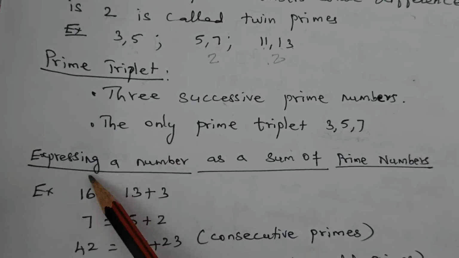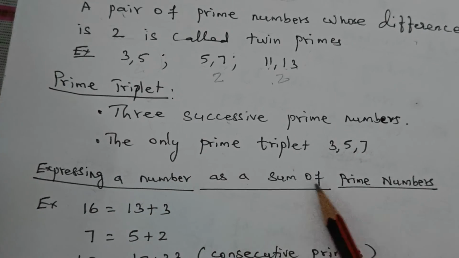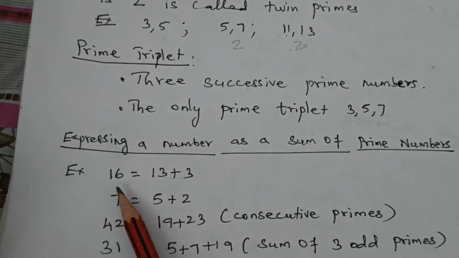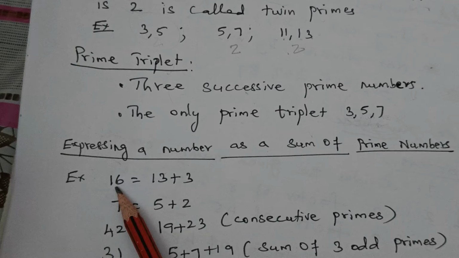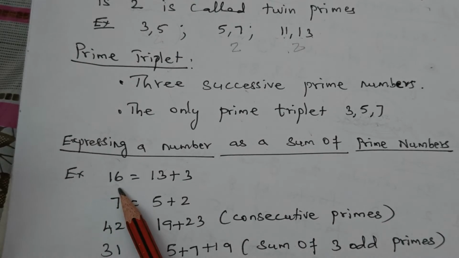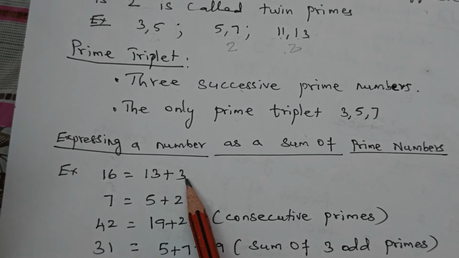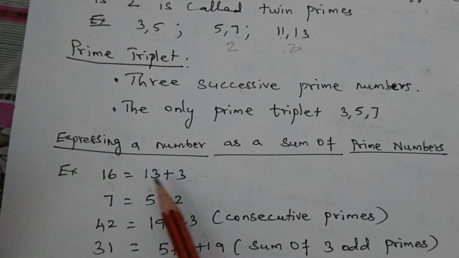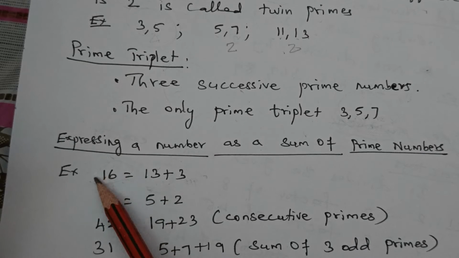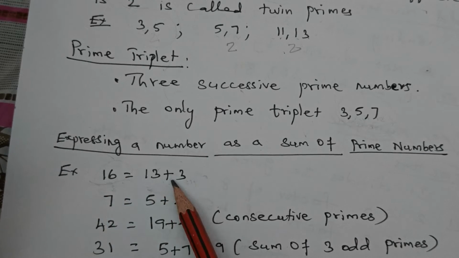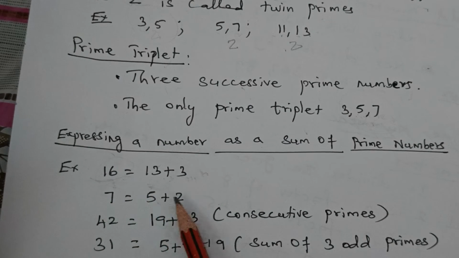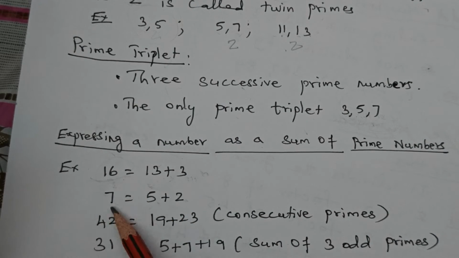Okay. Now, finally, expressing a number as a sum of prime numbers. When you are given any composite number, 16 is a composite number. All the even numbers are composite numbers only. So you can write this as a sum of 2 prime numbers. See, 13 is a prime number, 3 is a prime number. 13 plus 3 is 16. So we can write a composite number as a sum, sum means addition, of 2 prime numbers or 3 prime numbers. 7: 5 is a prime number, 2 is a prime number, 5 plus 2 is 7. Even a prime number, we can write it as a sum of 2 prime numbers.